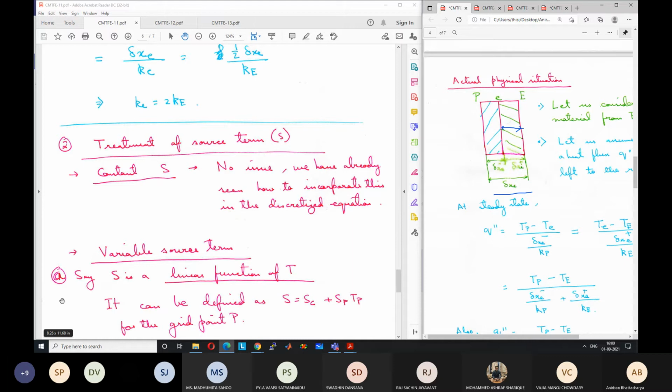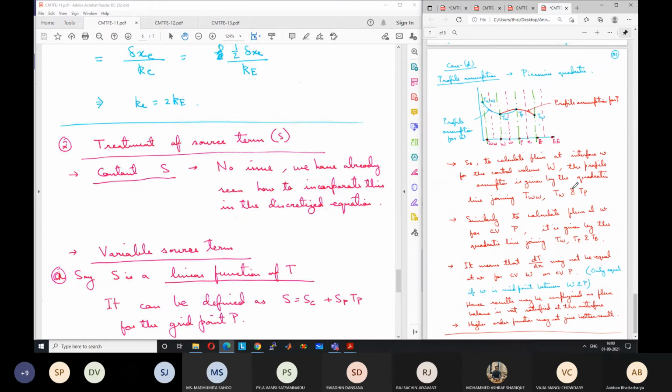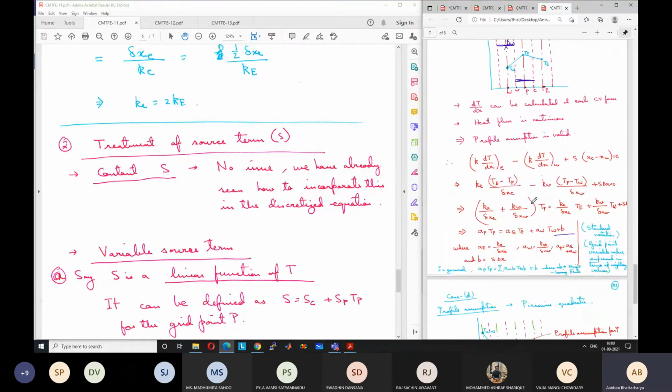Here there are no chapters, but book-wise there are chapters in Patankar's book, so all this is part of one chapter. Anyway, treatment of source term. If there is a constant source term, there is no issue. We get this discretized equation: APTP is equal to AETE plus AWTW plus B, where B is equal to S into delta X. There is no problem.